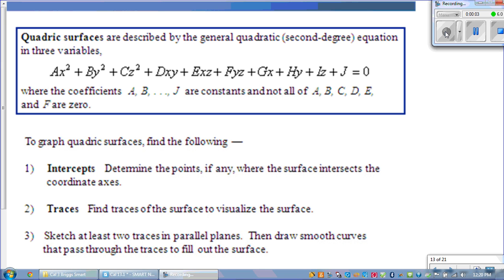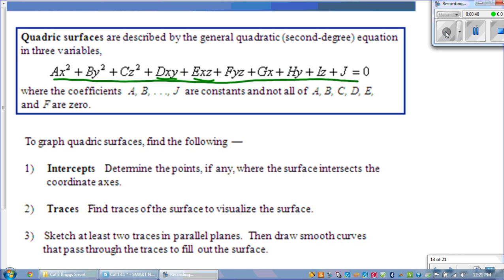Another type of equation that we're going to be using are called quadratic surfaces. Quadratic surfaces are defined by the general quadratic or second-degree equation with three variables. So we have our ax squared plus by squared plus cz squared, and then we have all possible combinations: xy terms, xz terms, yz terms, x terms, y terms, z terms, or just constant values. So this is your general quadratic equation with three variables. The graph is what's called a quadratic surface.